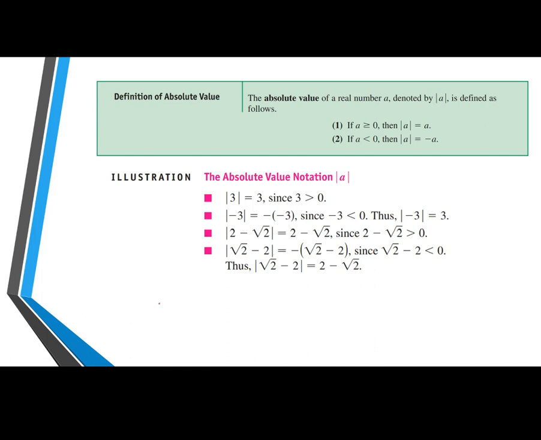How about the absolute value of 2 minus the square root of 2? It is equals to 2 minus the square root of 2, since 2 minus square root of 2 is greater than 0. Likewise, the absolute value of square root of 2 minus 2 is equals to the negative of the value square root of 2 minus 2, since square root of 2 minus 2 is less than 0. So if the term inside is less than 0, you multiply it by negative. If it is greater than 0, then you multiply it by positive, and also with this one.